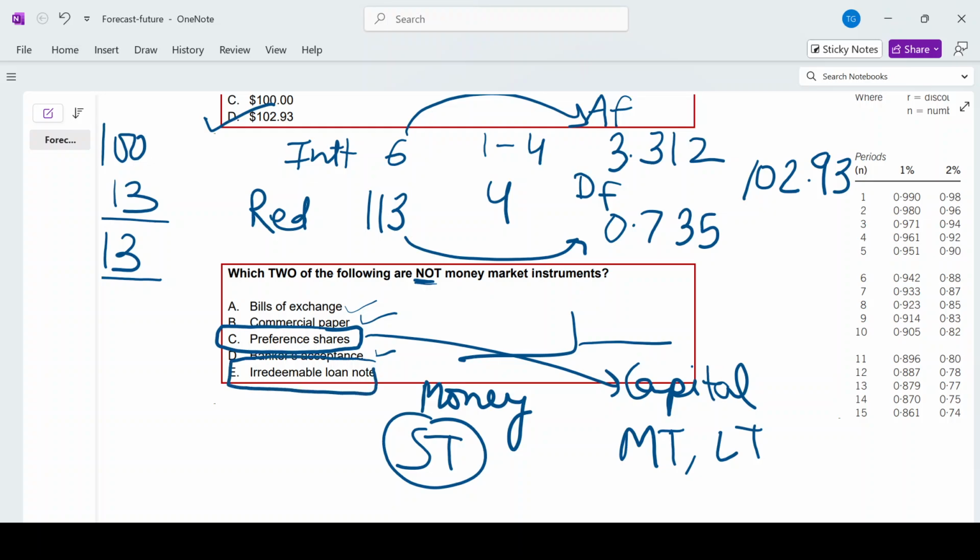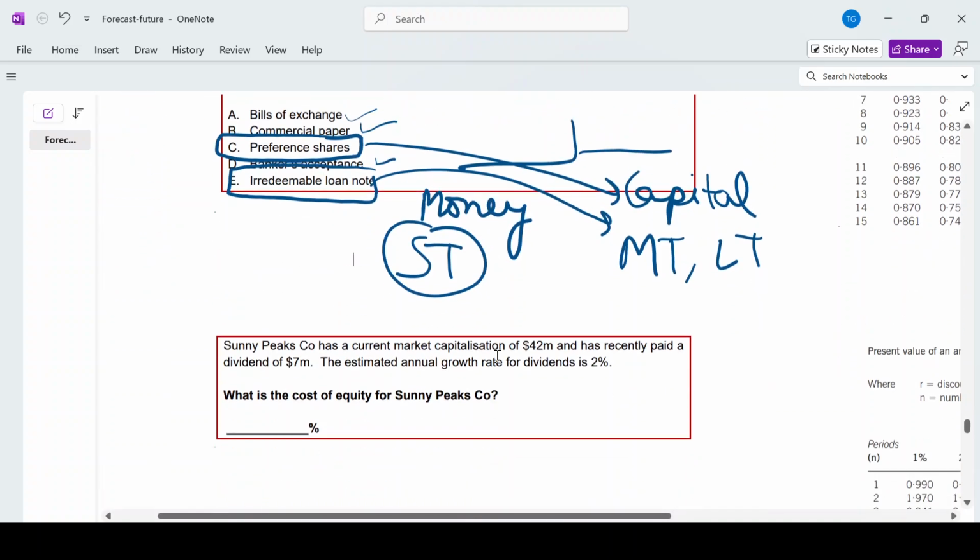It says irredeemable, that means again it's a long term capital. So option C and E are going to be your final answers here.